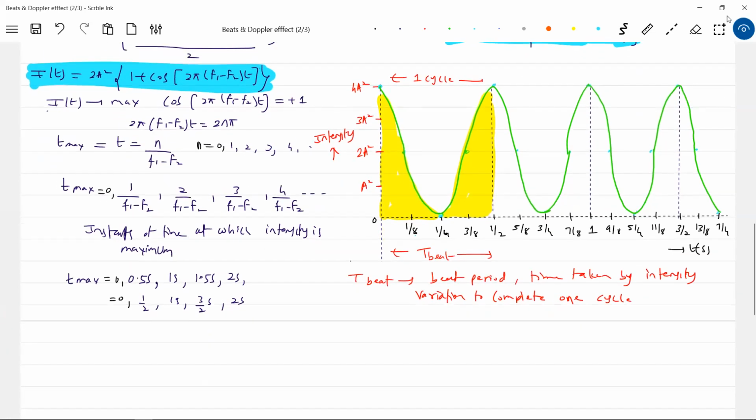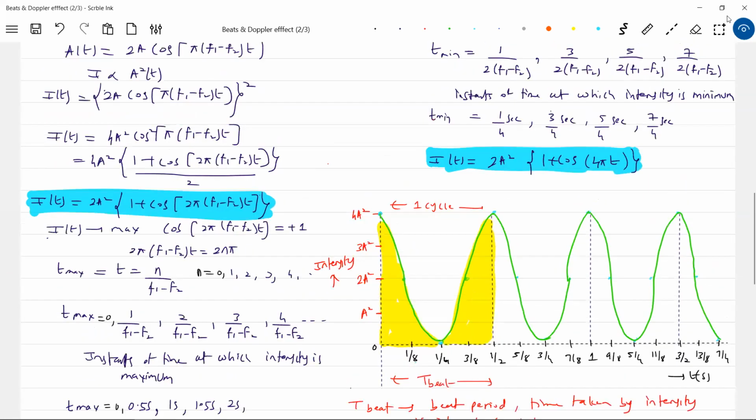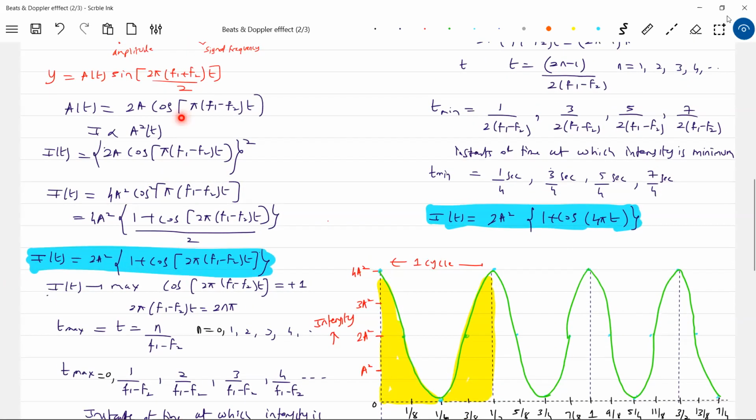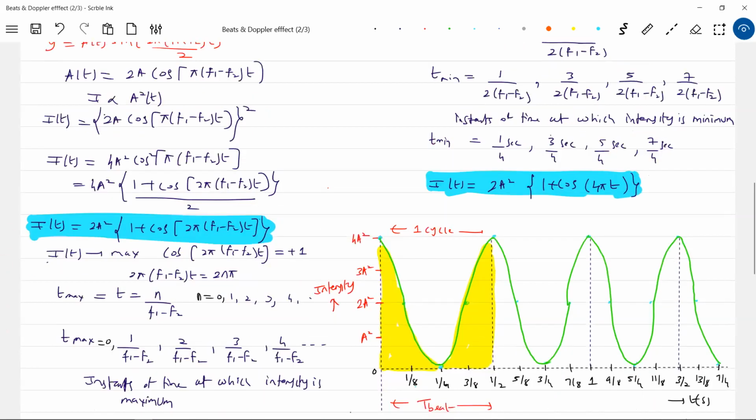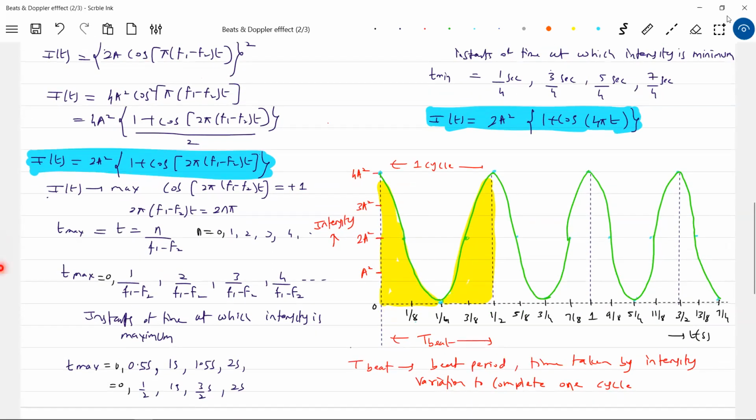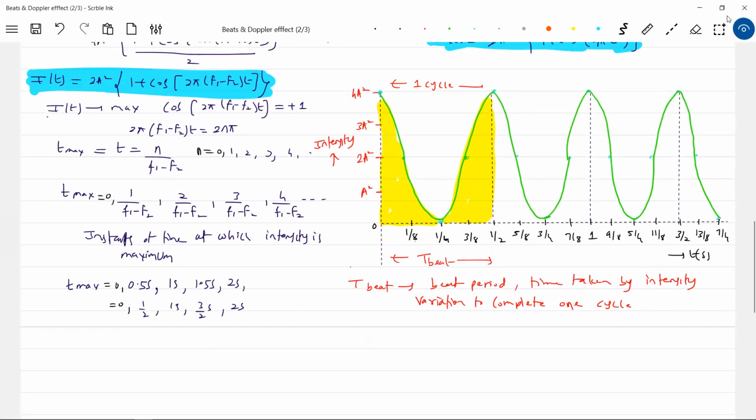Okay, now this is about the intensity versus time graph. Sir, can you plot the amplitude versus time graph? So what is amplitude? Okay, this is the amplitude. How will the amplitude versus time graph be? Okay, we'll plot that also. We'll get the exact picture. Let me compare both.